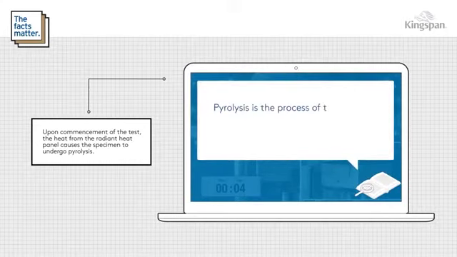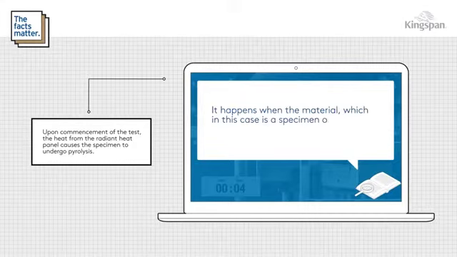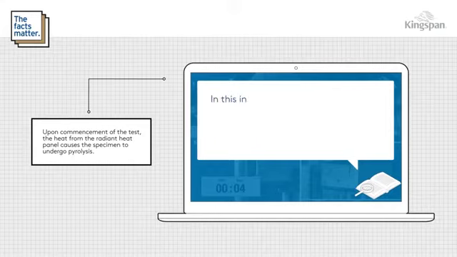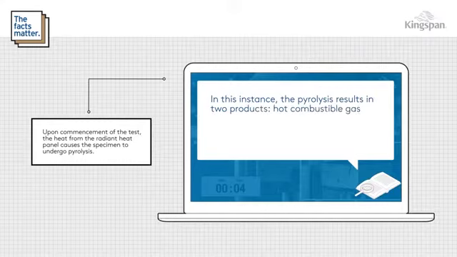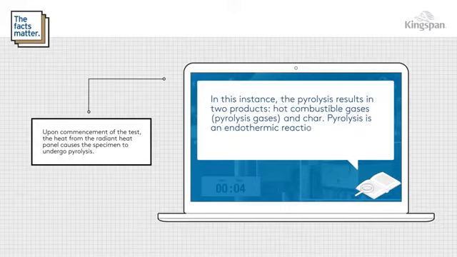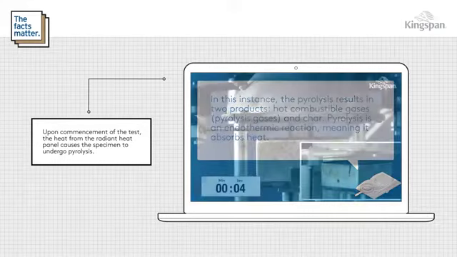Pyrolysis is the process of thermal decomposition of a combustible material. It happens when the material, which in this case is a specimen of Cooltherm insulation, is subjected to heat energy. In this instance, the pyrolysis results in two products: hot combustible gases, pyrolysis gases, and char. Pyrolysis is an endothermic reaction, meaning it absorbs heat.